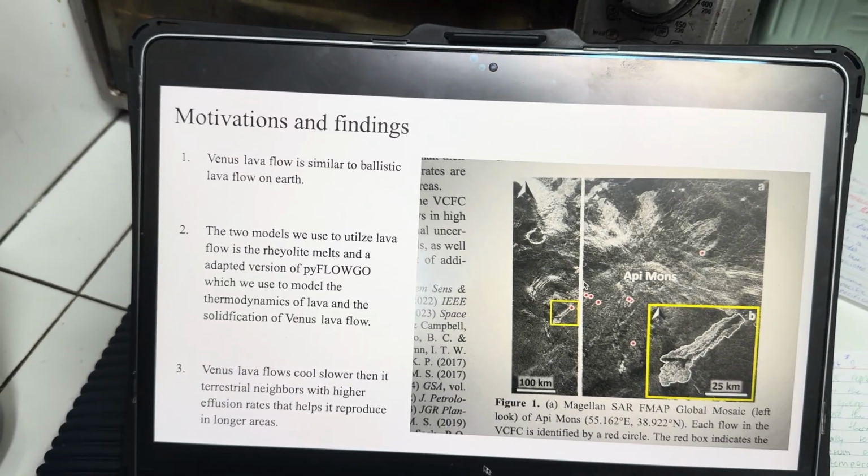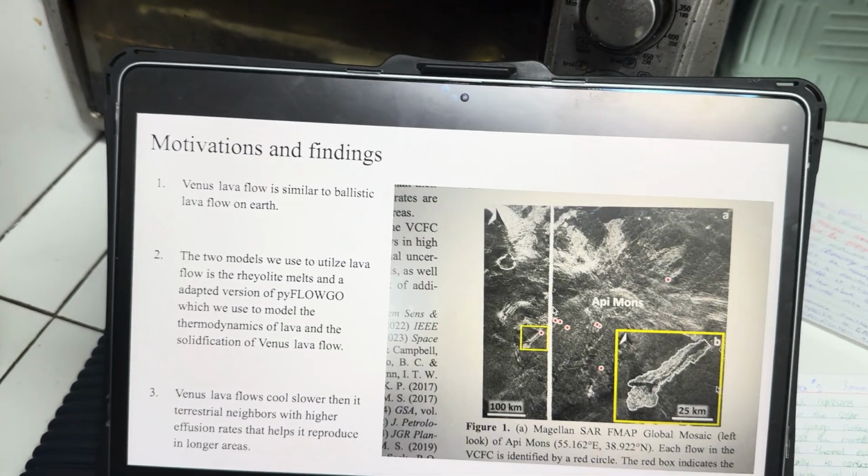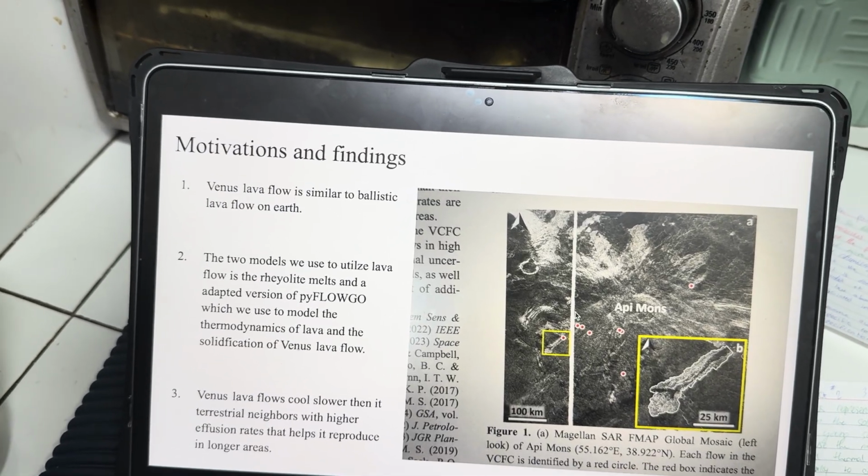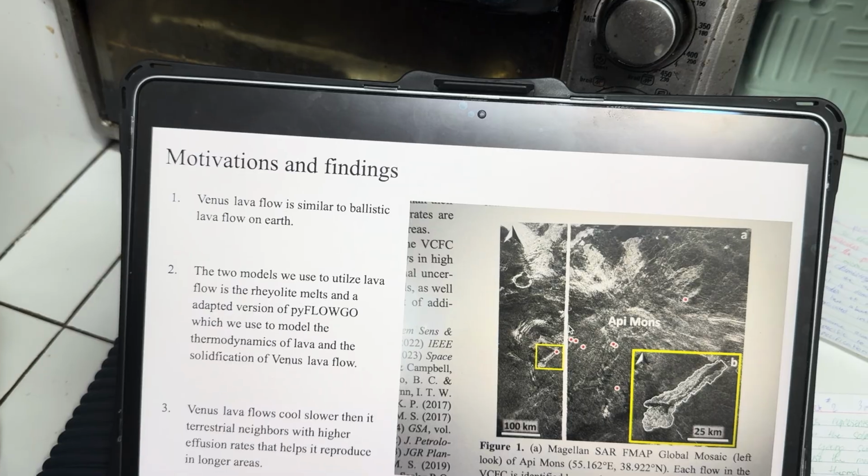As you see on this map, it shows a short distance of this level of lava flow compared to others, you see on these little red dots.